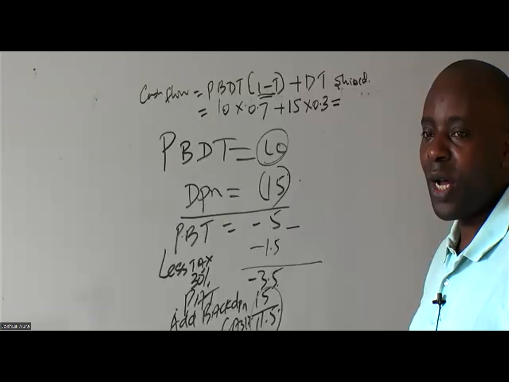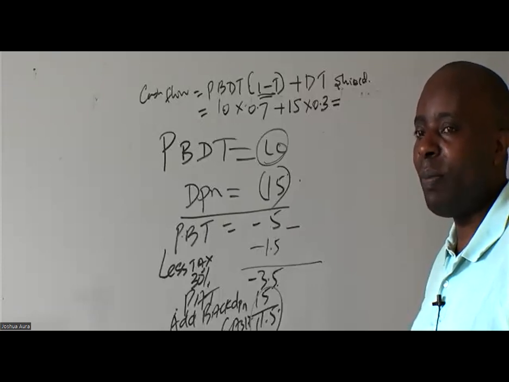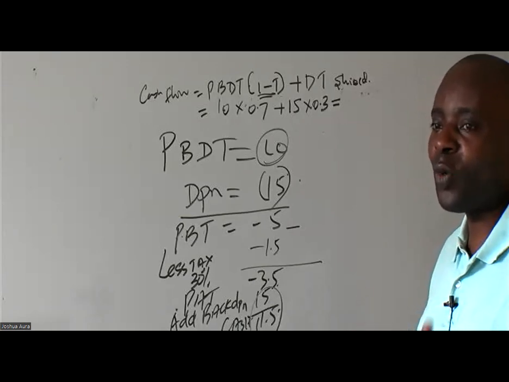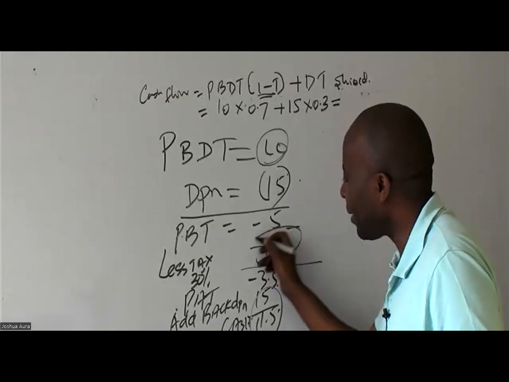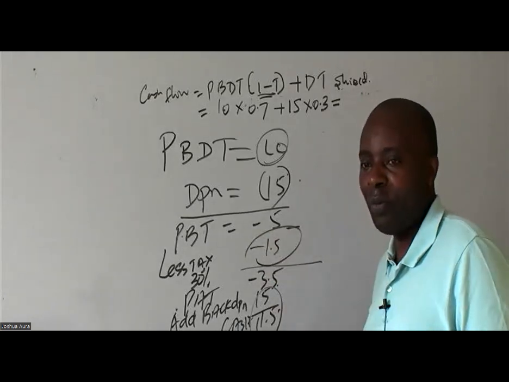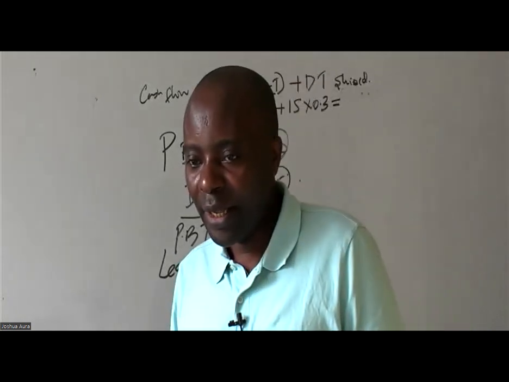So even if you have a loss, we must apply tax. But ideally, the tax here becomes minus. It's like you get a tax waiver when you make a loss. When you make a loss, it's like you get what here.